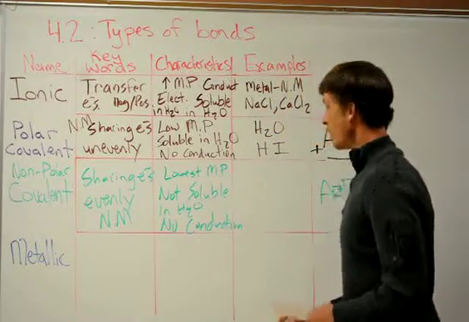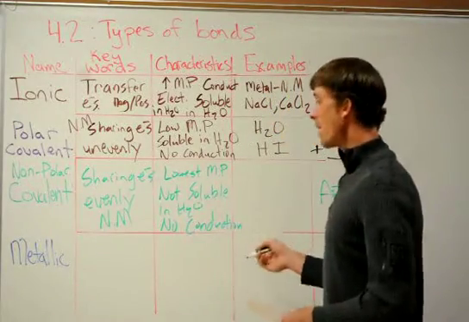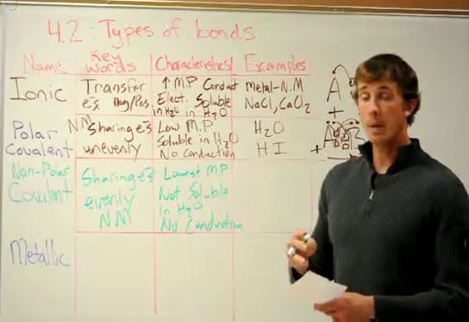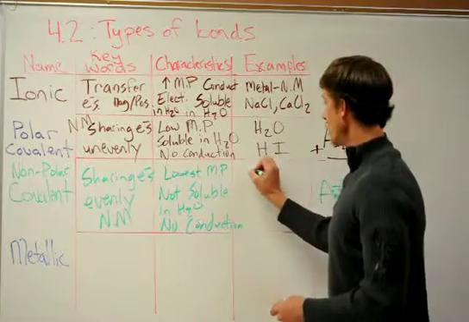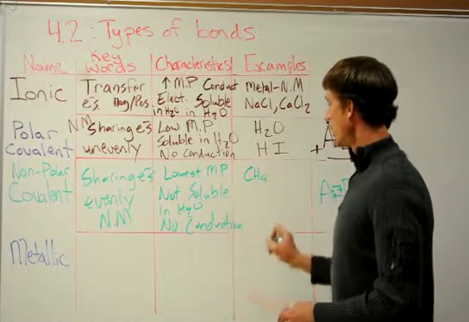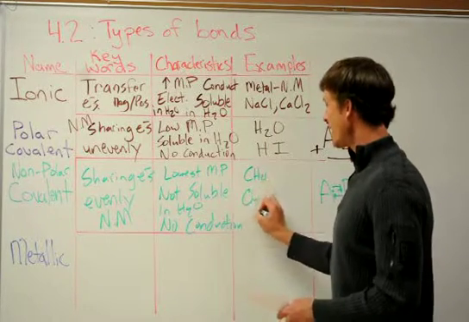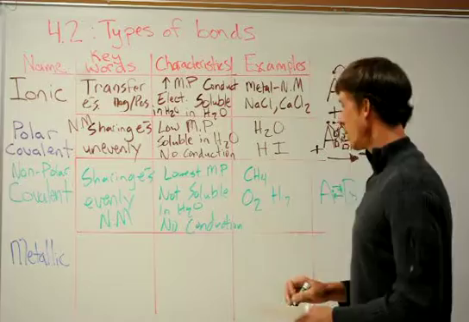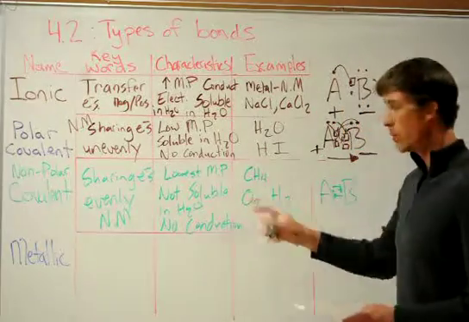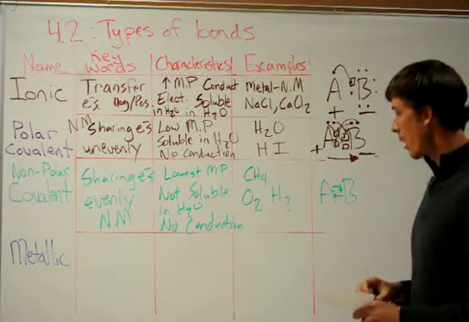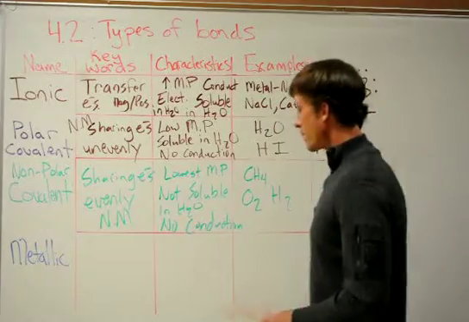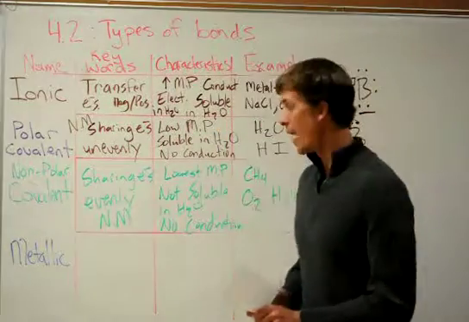All right? So examples of this would be anything where the electrons are evenly distributed. So CH4 would be an example. Any diatomic element, H2, N2, or O2, all those are examples. Okay? So next we're talking about metallic, and that's the last one.